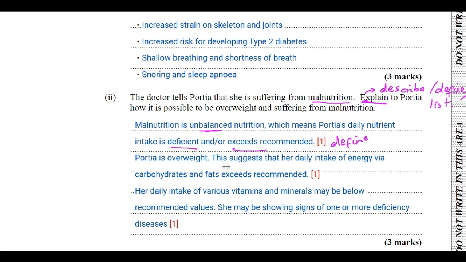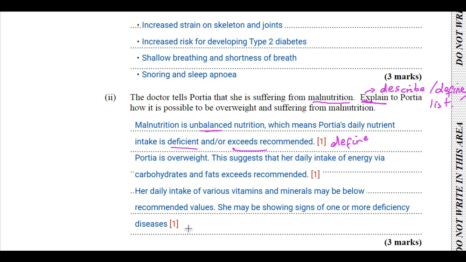And therefore, at the most basic level, in terms of the general definition for malnutrition, she's definitely exceeding recommended energy intake, right? So whether it's via carbohydrates or fats, she is definitely exceeding the recommended values for her intake. So just by her being overweight, she's already malnourished, in terms of being unbalanced. Her nutrition is unbalanced. Then the third mark is that there's another aspect to it.